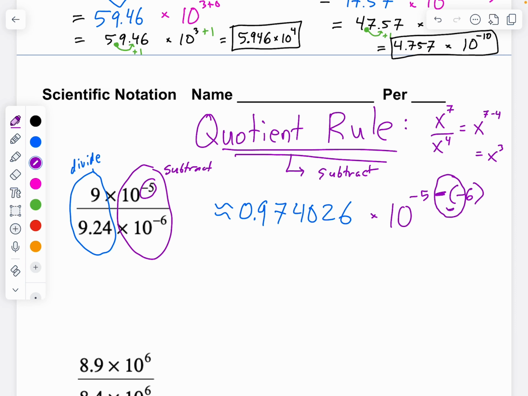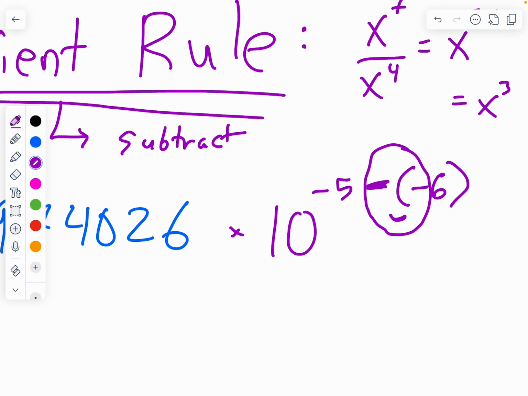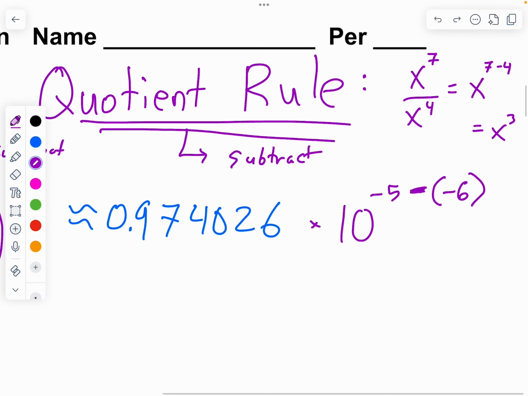Look at that happy face right there. Why is it a happy face? Because 2 negatives is a... this guy is feeling positive. So negative minus negative is a positive. Let me make a little note of that. 2 negatives makes a positive.